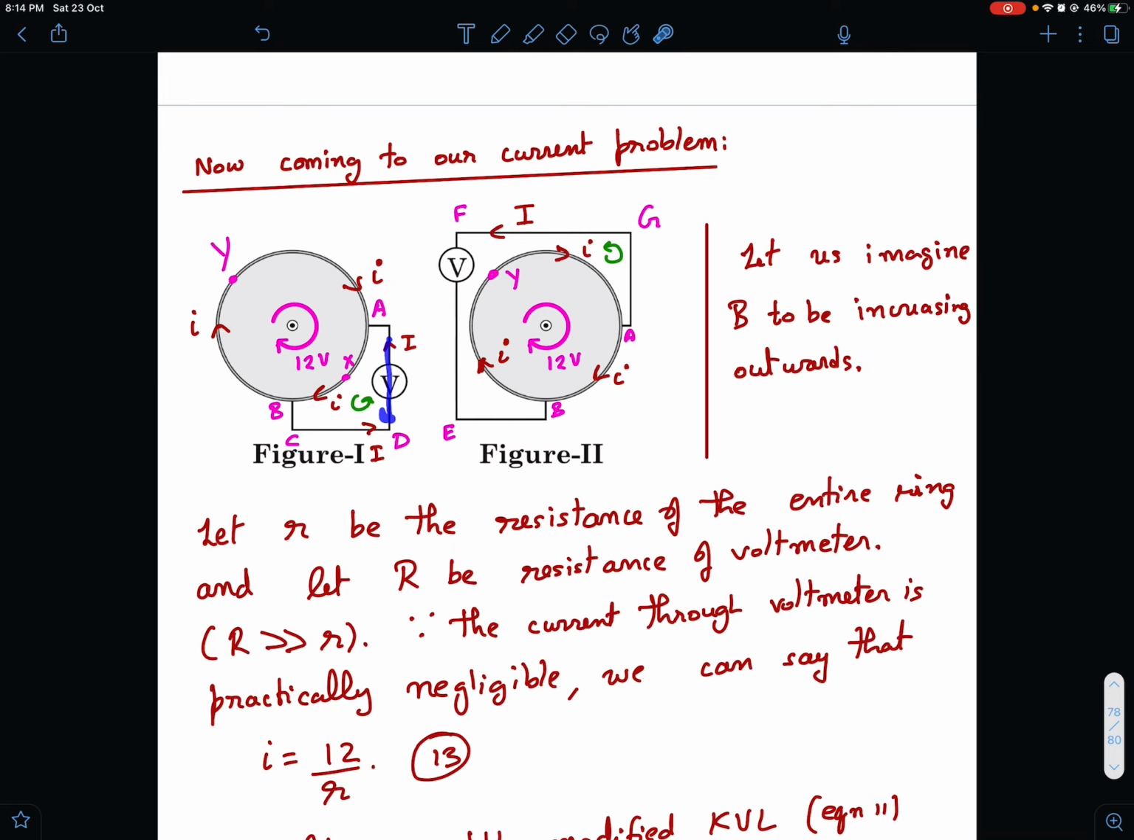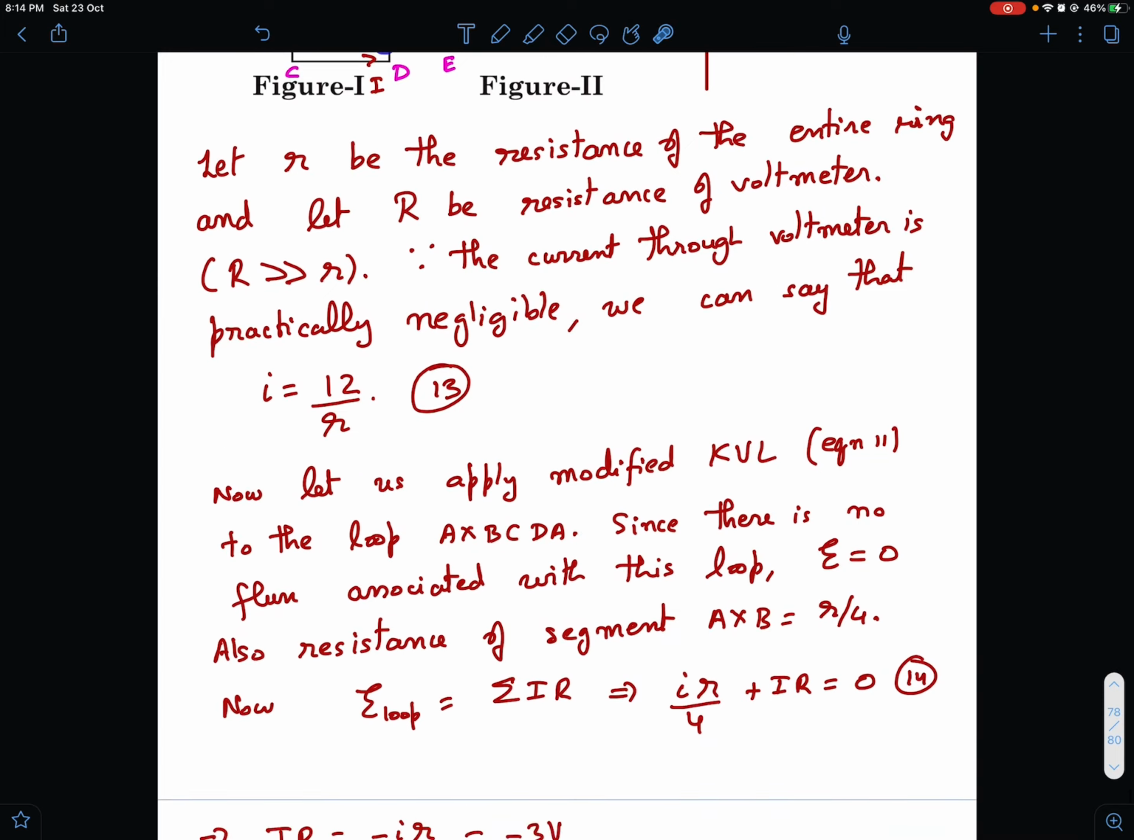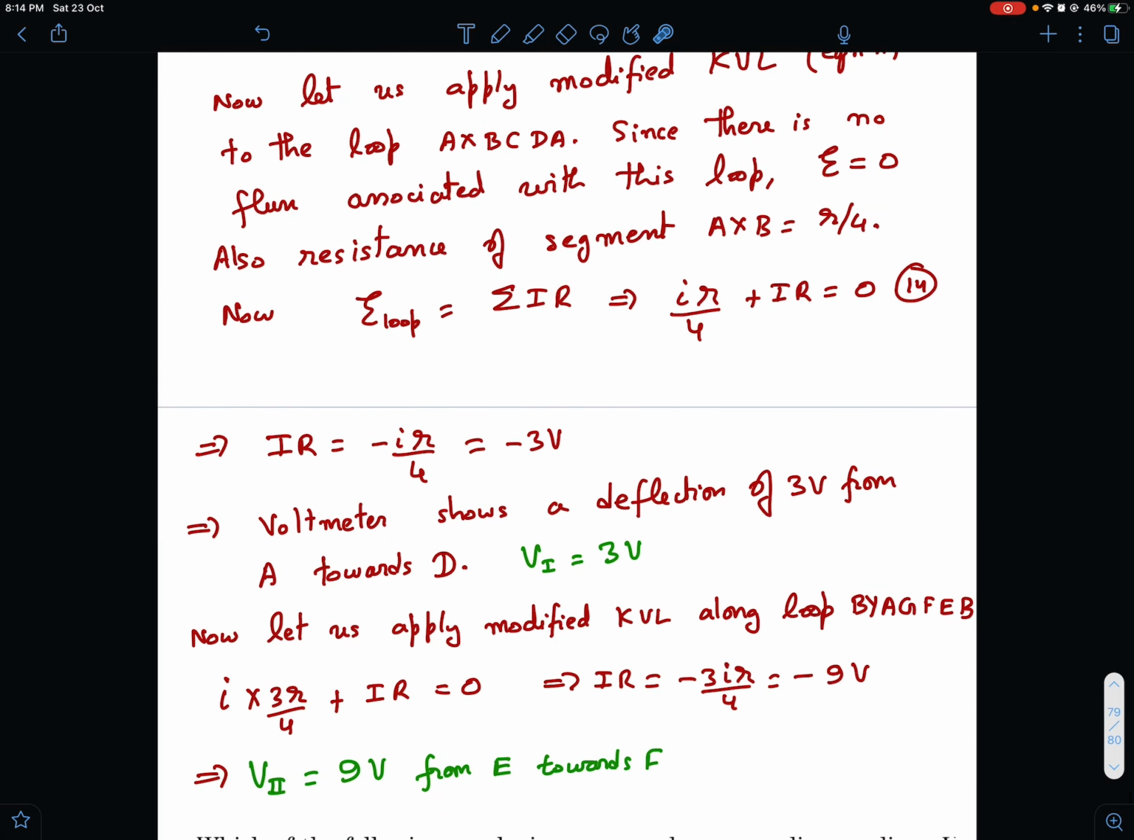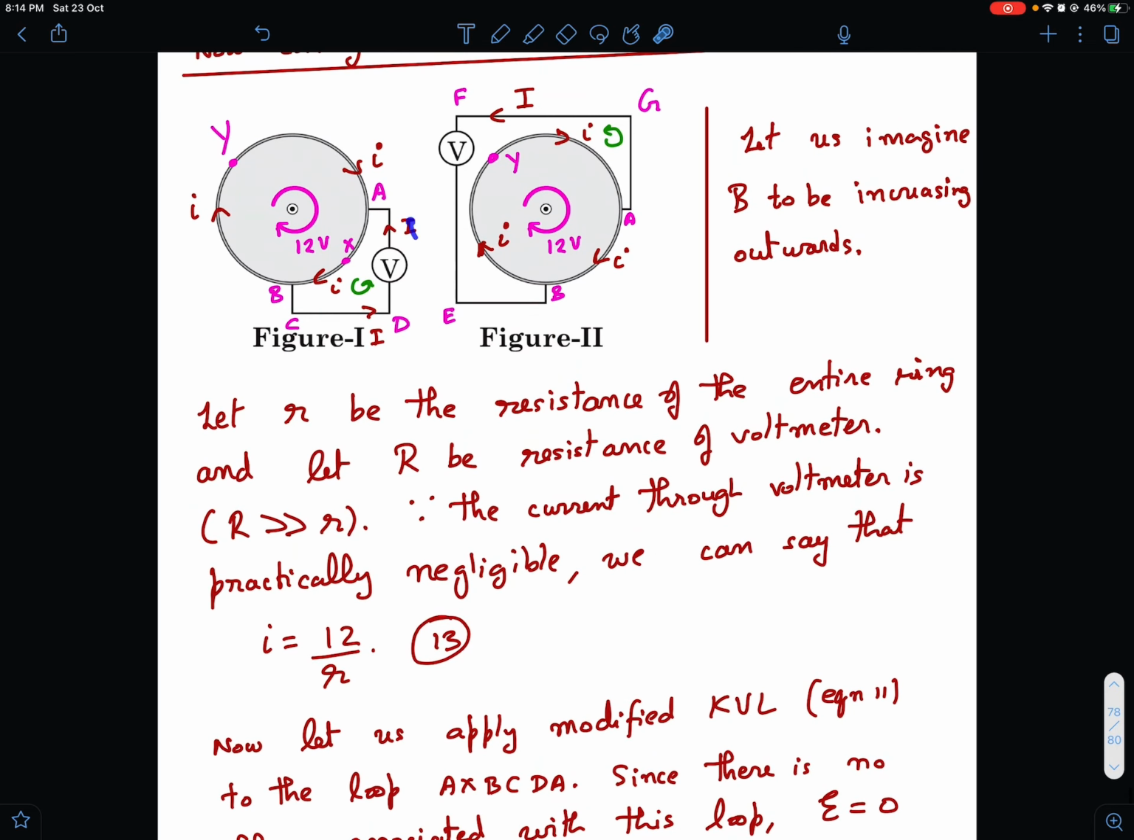So that means the current is actually going in this direction. So it is towards D, since IR is minus 3 volts. And the voltmeter shows a deflection of 3 volts from A towards D. So V1 is 3 volts. Now this is settled. So for figure 1 we have found out this reading is 3 volts, and the current is going in this direction, from A towards D.